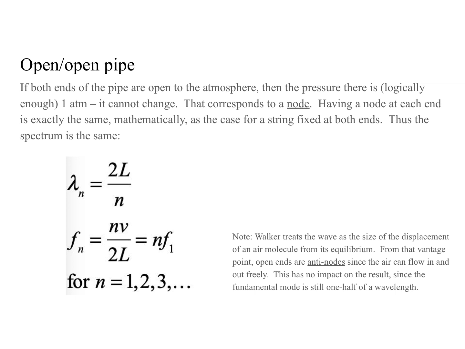Note that your textbook treats the wave as a sine of displacement of an air molecule from its equilibrium. From that vantage point, open ends are antinodes, since the air can flow in and out freely. This has no impact on the result, since the fundamental mode is still 1/2 of a wavelength.